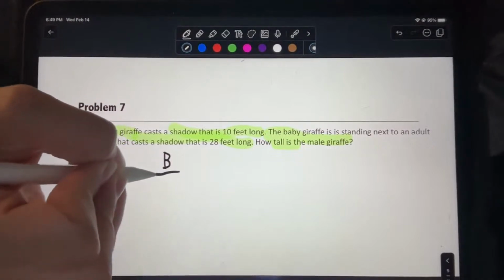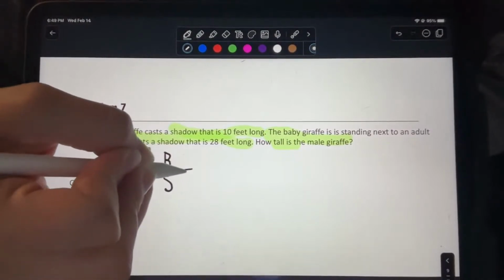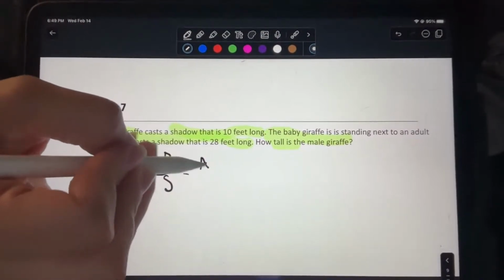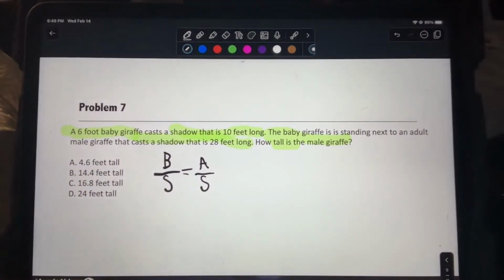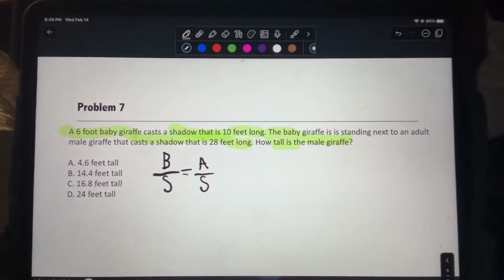Baby giraffe over baby shadow equals adult giraffe over adult shadow. Now, do you have to do it like that? No, you could do baby giraffe, baby shadow, adult shadow. It doesn't matter as long as you match the correct things.